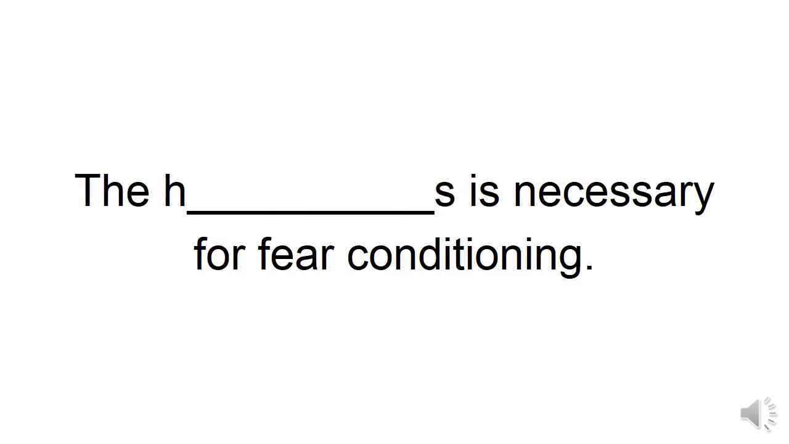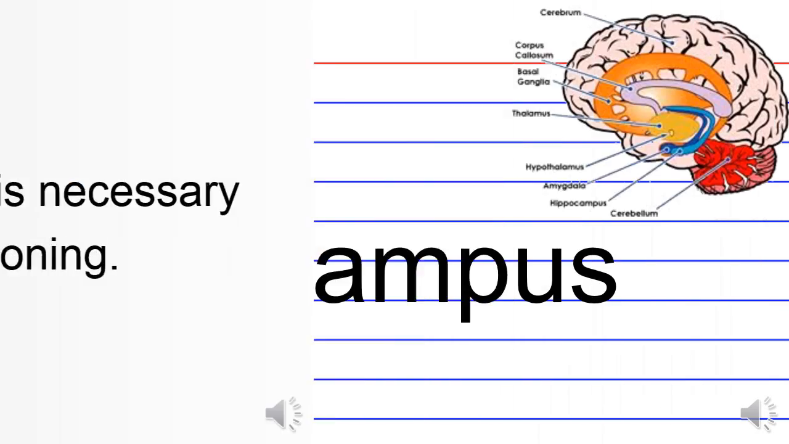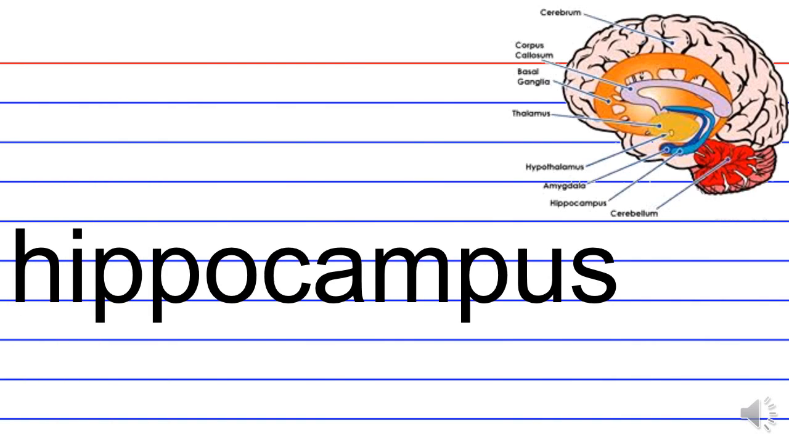The hippocampus is necessary for fear conditioning. So what brain structure is necessary for fear conditioning? What structure is this? That would be the hippocampus, all right? And the hippocampus is this little cord-like insert right here that kind of loops around. It's the light blue hue. All right, so that's it right there.